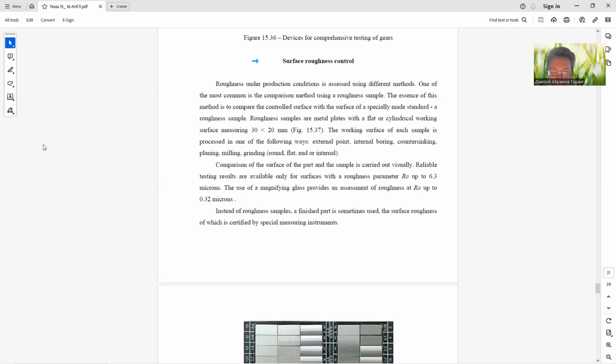Roughness samples are metal plates with a flat or cylindrical working surface measuring from 30 to 20 millimeters. The working surface of each sample is processed in one of the following ways: external turning, internal boring, countersinking, planing, milling, grinding, round, flat, external or internal.